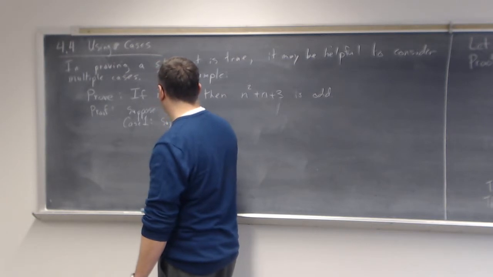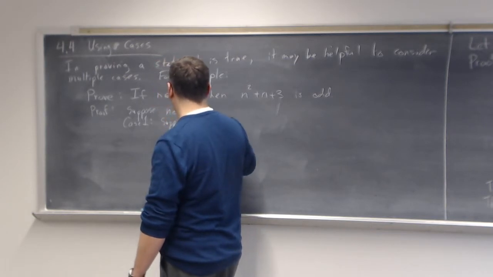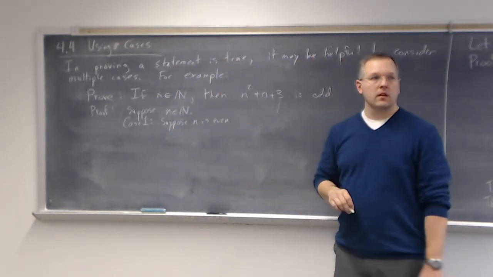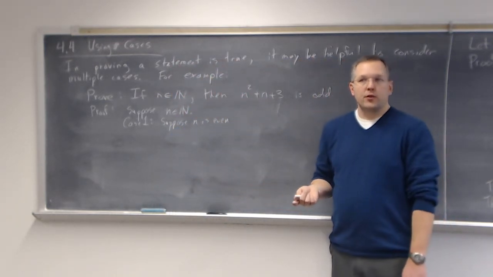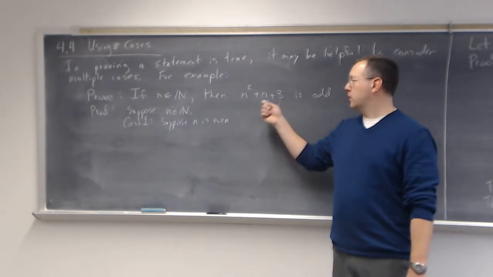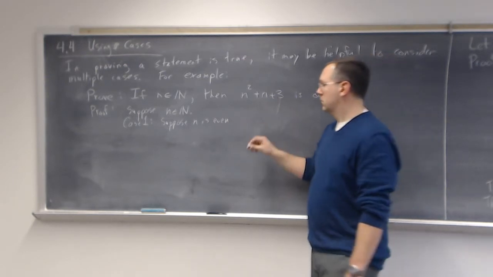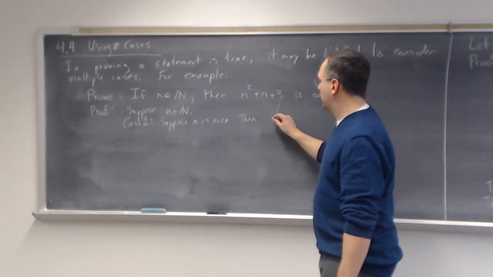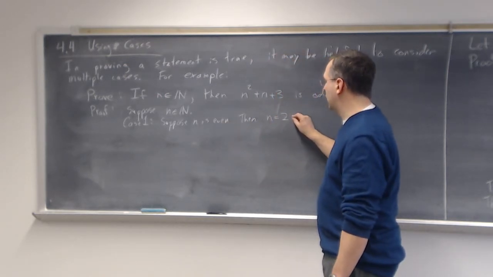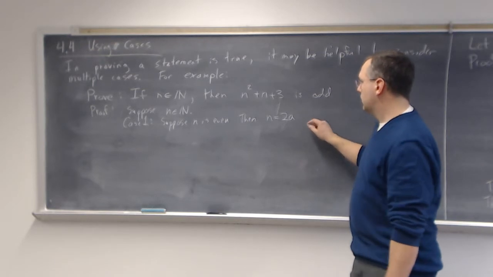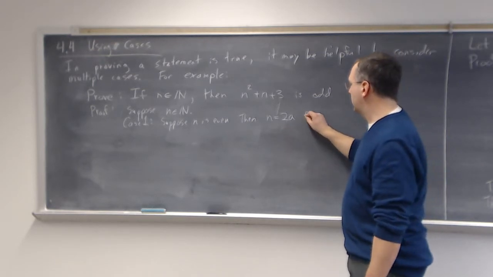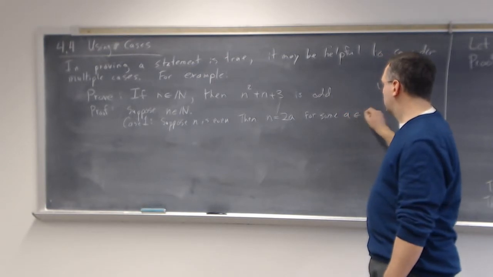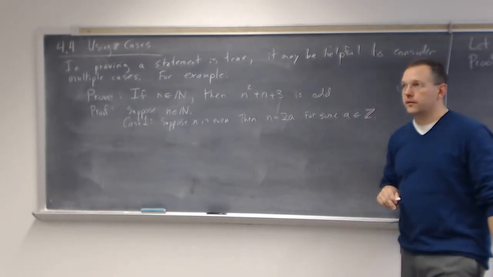Suppose n is even. I'm going to write just a regular direct proof, assuming that n is even. I'm going to show that this is odd. We know what n is even means. That means n looks like 2 times an integer a. So then n equals 2a for some integer a.